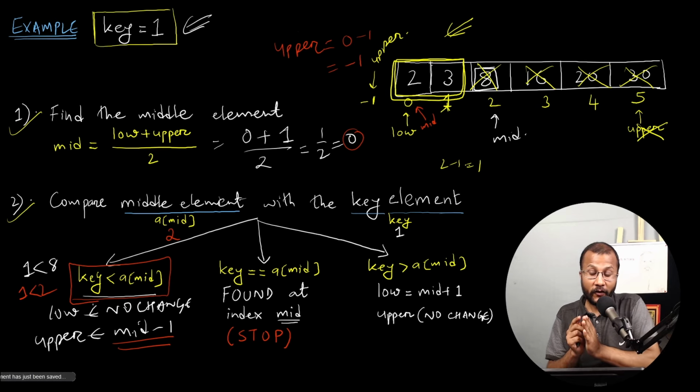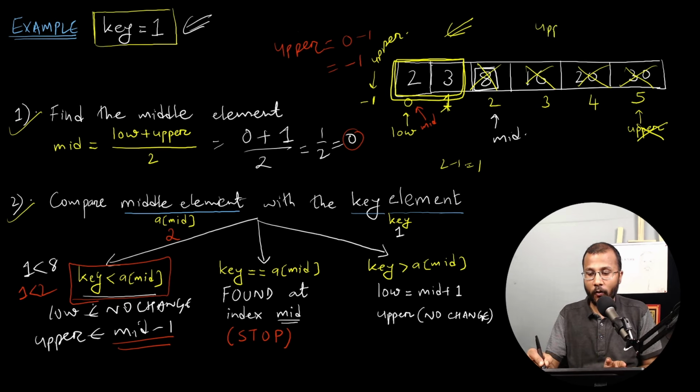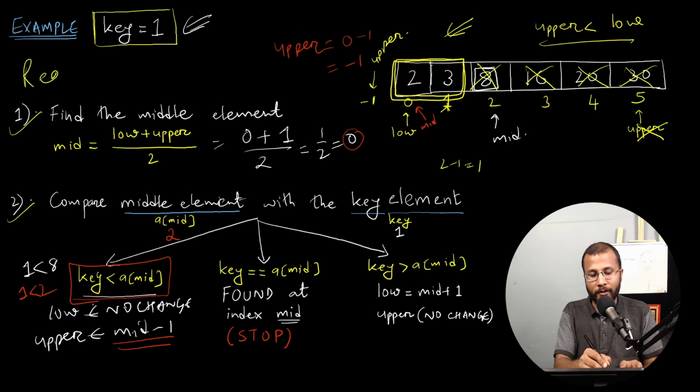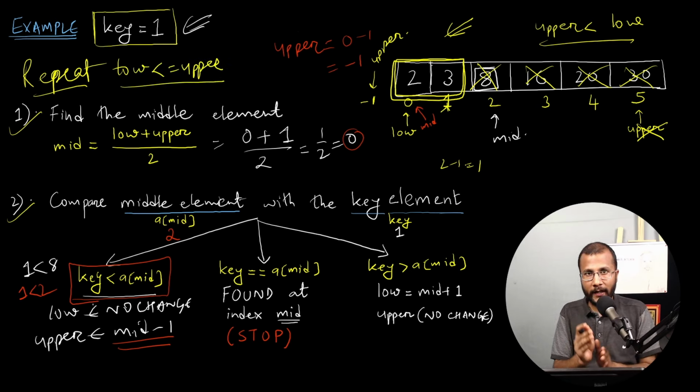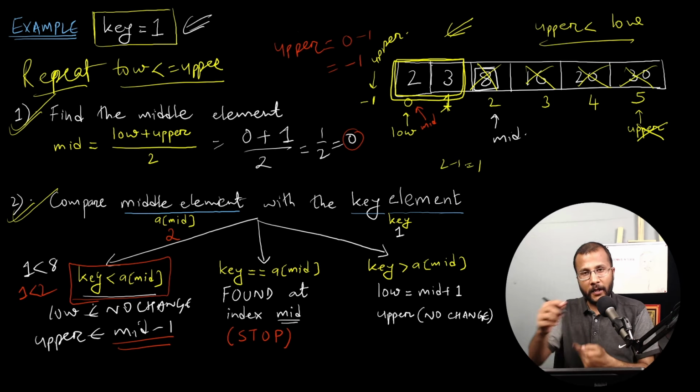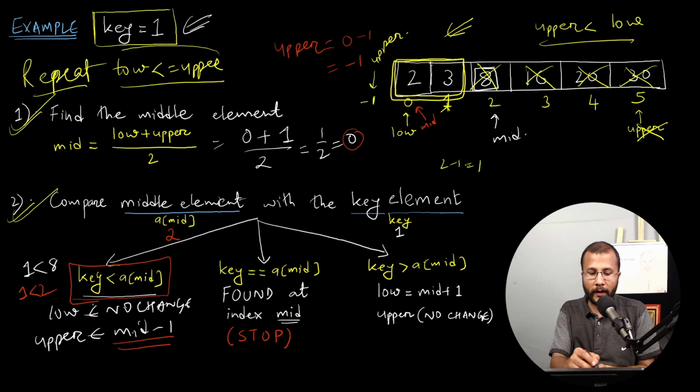That means if your upper index is somehow becoming less than the lower index, you have checked all the elements in the array, right? So you repeat this entire process only if the lower index is less than or equal to the upper index. Whenever the lower index is less than or equal to the upper index, you find the middle element, divide the array into two parts, do the comparison, and keep repeating this process until your lower index is no longer less than or equal to the upper index.